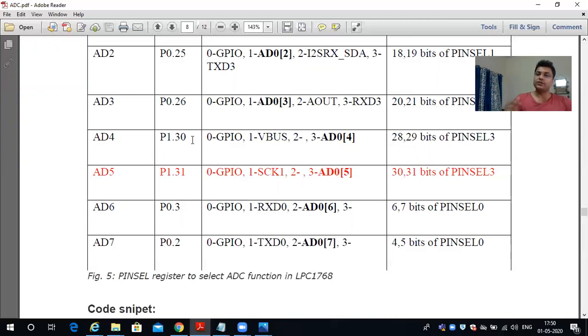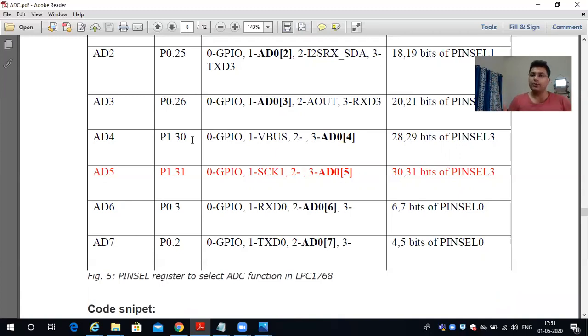That mode of operation is called burst mode, and there is another mode of operation called software control mode. In software control mode, only one input signal would be there. So out of 8, at a time only one we would use, and that one would be fed into the ADC module, and we'll get the converted result.